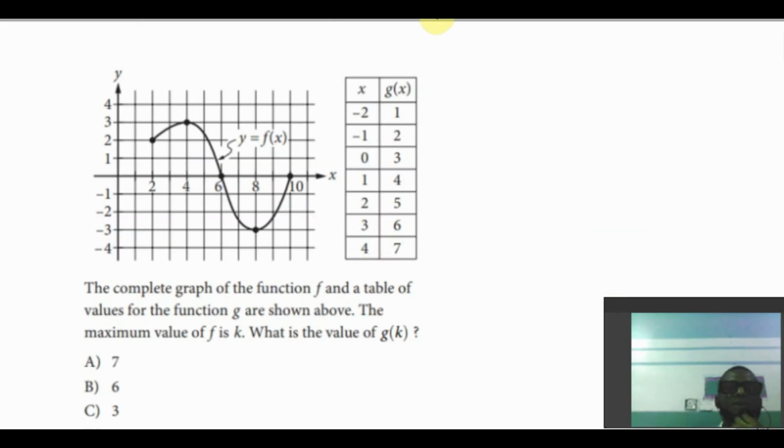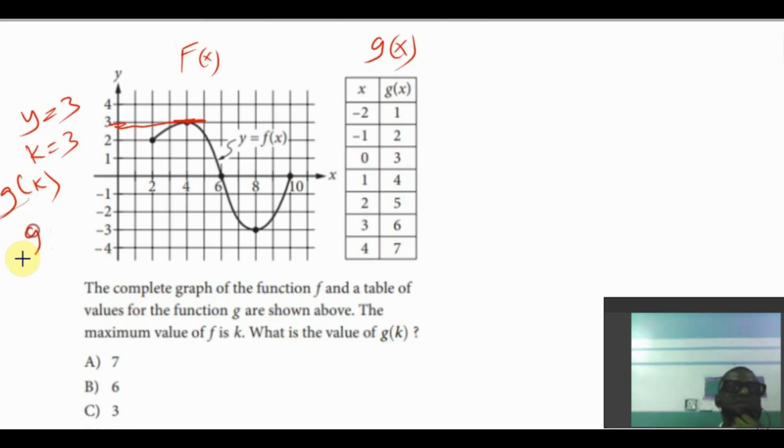Now, in this question, the complete graph of the function f and the table of values of g are shown below. This is the function f of x, and this is the table of g of x. The maximum value of f is k, and this occurs at y equals 3, which means that k is equal to 3. So what is the value of g of k? G of k means g of 3, and g of 3 here is 6, so our answer is 6.